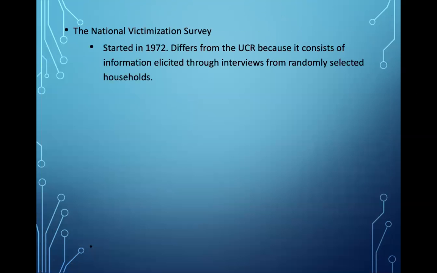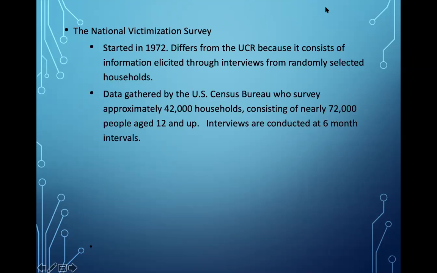All right, the National Victimization Survey started in 1972. It does differ from the Uniform Crime Report because it consists of information elicited through interviews, contacting people directly at their households, rather than from just getting numbers from the police or from the courts. Data is gathered directly from the US Census Bureau, and then people contact these households, and they talk to people that are age 12 and up, and these interviews are done about every 6 months.